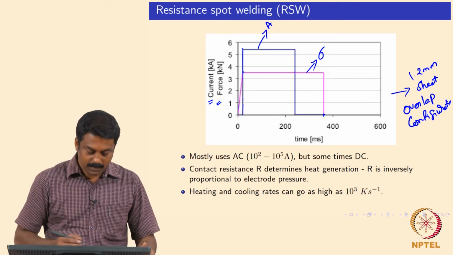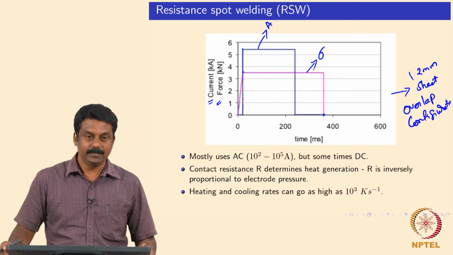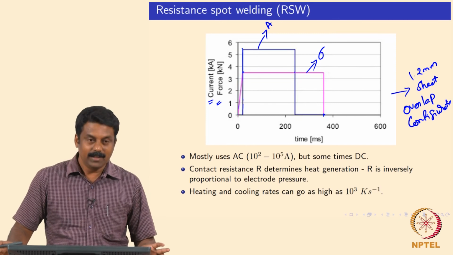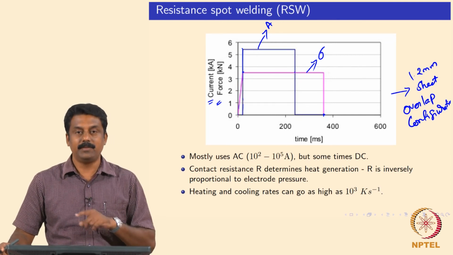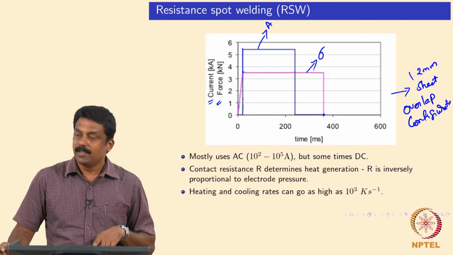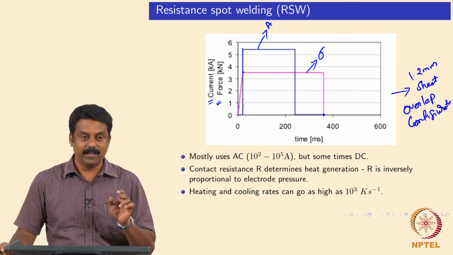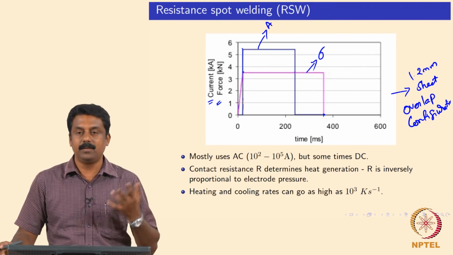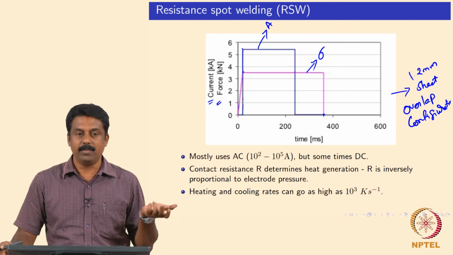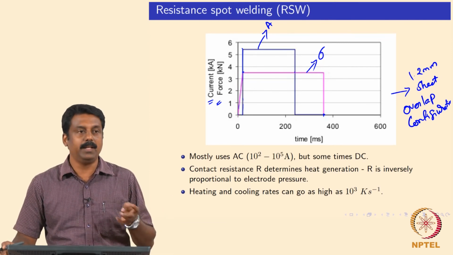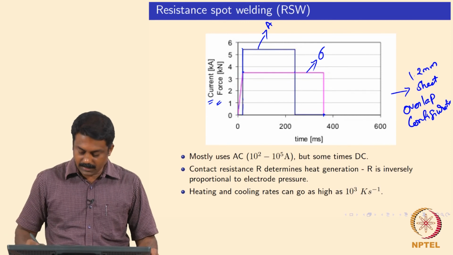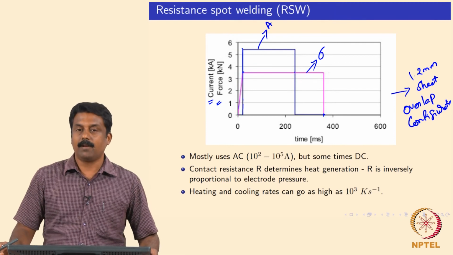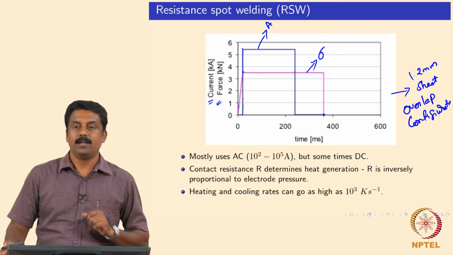Most of the cases we use alternating current for very specific reasons. Again, physics: why we use alternating current here, and if we use DC there is a problem. So, we can now assume that we use only AC, and we will see why in later classes. Generally the current is from kiloamperes up to 10,000 amperes, even much beyond that, based on the equipment capability and our need. As I said, the contact resistance, R, determines heat generation. The contact resistance is inversely proportional to the load.